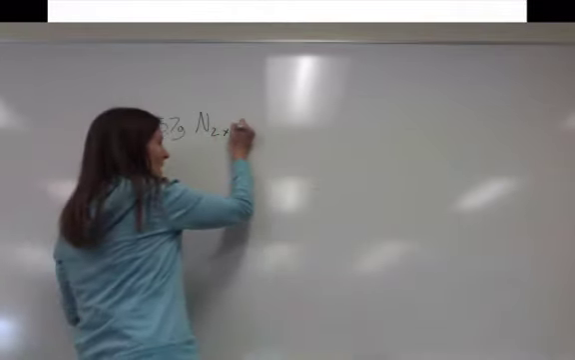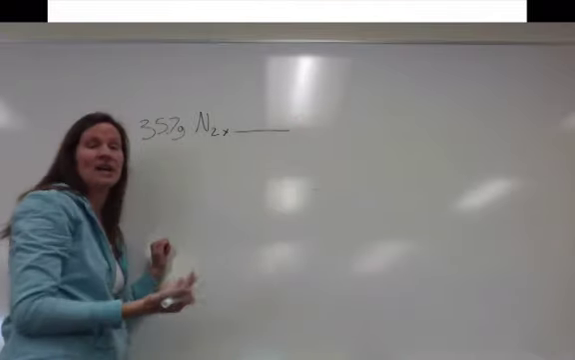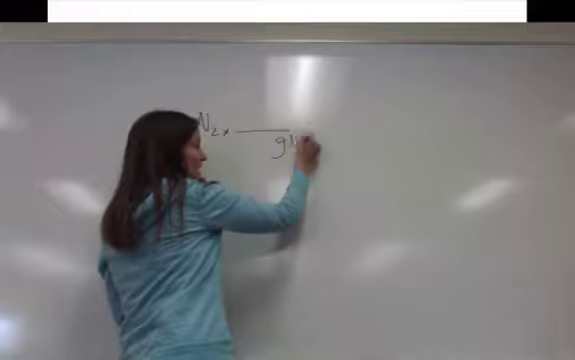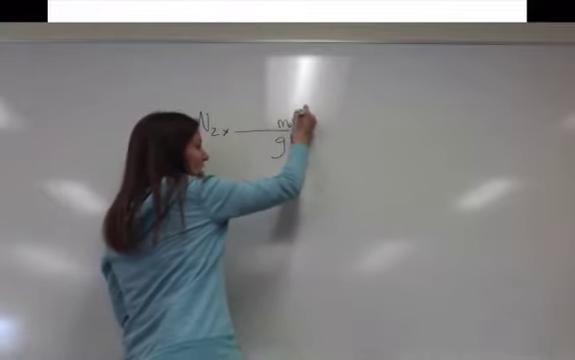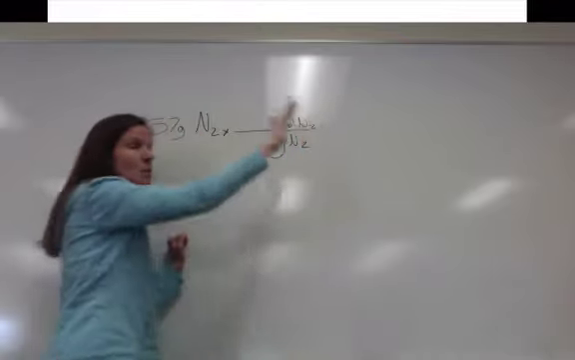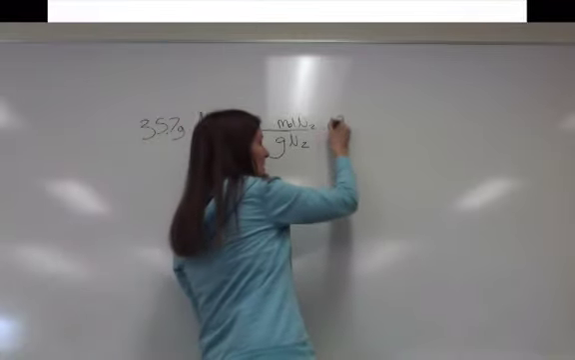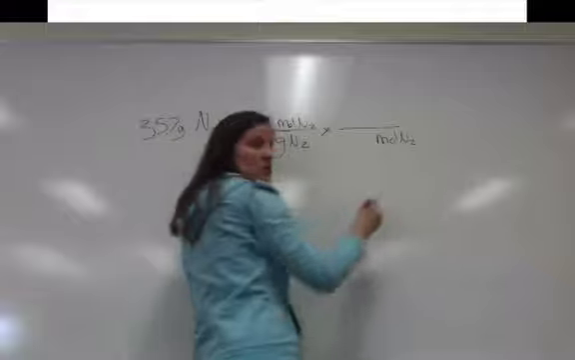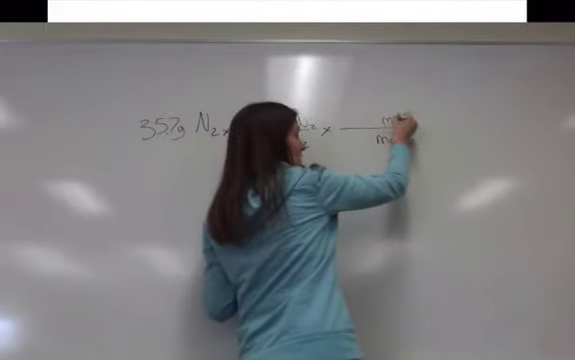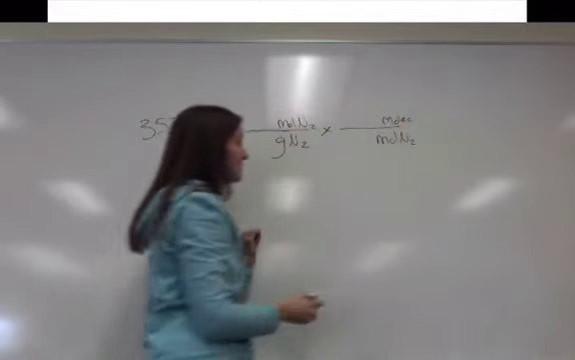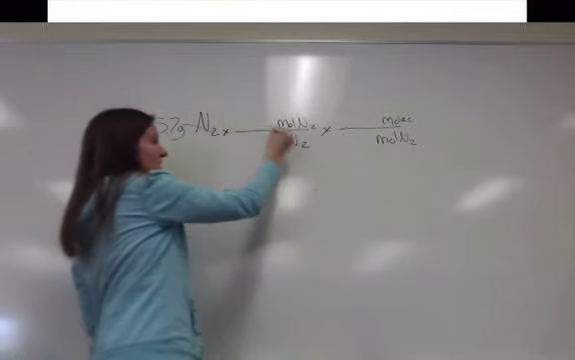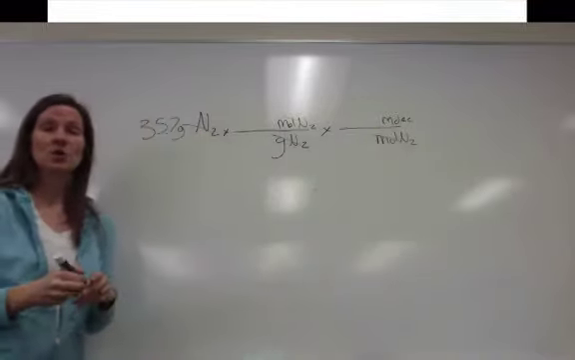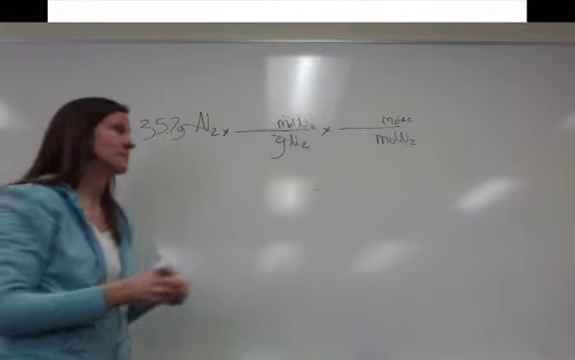So for this problem, I can set it up just with units without any numbers even. I'm going to start out with grams of nitrogen, and I'm going to convert that to moles of nitrogen, because I always have to go through the mole to get to a new quantity. And then I'm going to go from the mole to molecules. In the end then, if I do this right, my final answer will be in molecules.